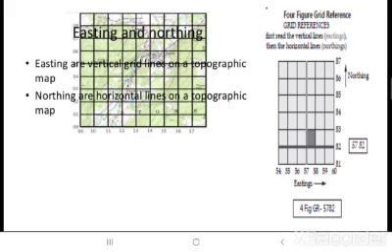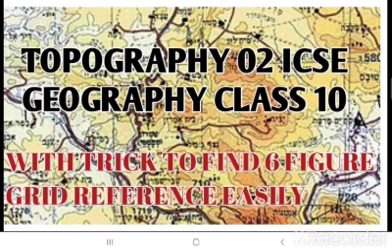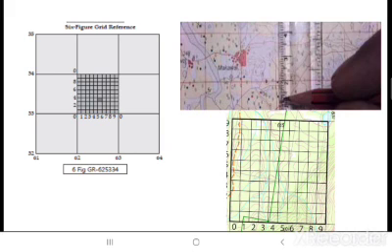Now similarly, we will do the 6-figure grid reference. I'll be sharing a very easy trick with you all to find the 6-figure grid reference, because 4-figure you can very easily do, but some children find the 6-figure very difficult. Now let us move on. In the 6-figure, when you find the 4-figure grid reference, it is made more specific, and then it is called a 6-figure reference.